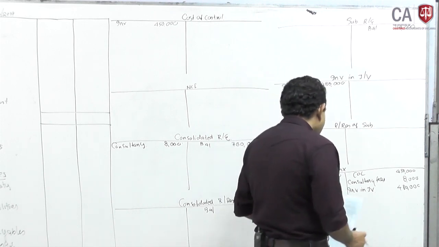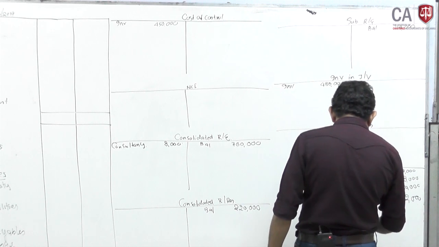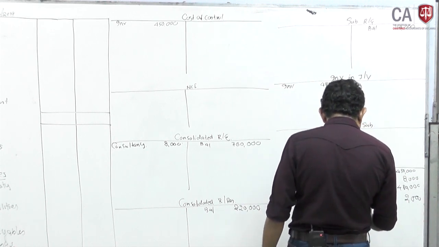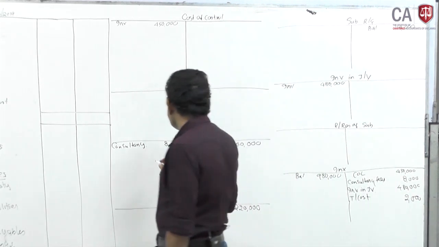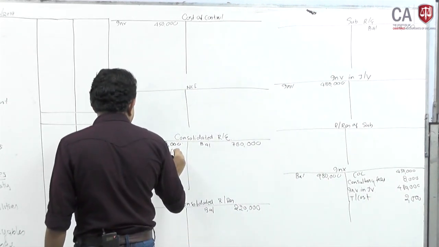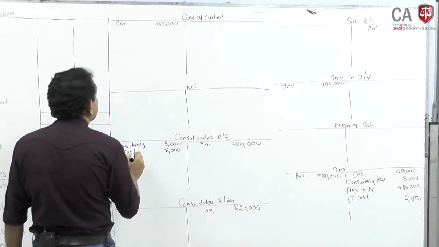So, we need to deduct that 2,000 as well, will credit to investment account and debit where transaction cost is debited to consolidated retained earnings. 2,000 is debited to consolidated retained earnings, say transaction cost.